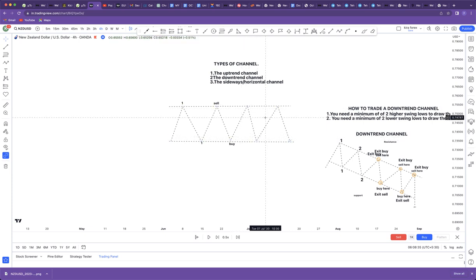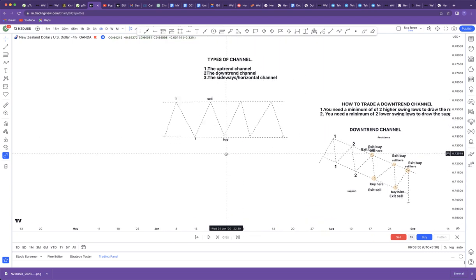Now when you sell at the resistance, you take your profit at where you are going to buy from the support. So when you sell at the resistance, you're going to take your profit at where you buy at the support. So let's look at the example of the sideways or horizontal channel on a real chart.